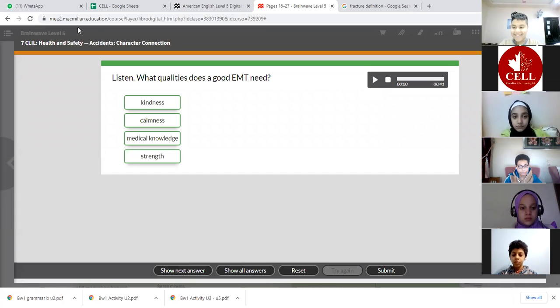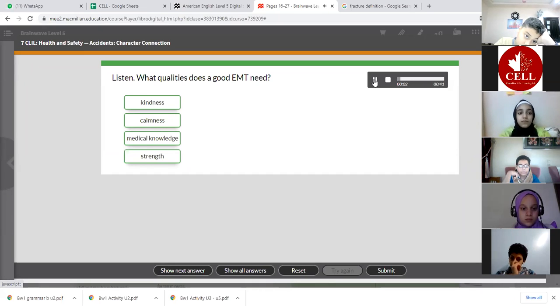Here now she is explaining, in order to be an EMT, what qualities do you need to have? To be a helper or a doctor or a technician working in an ambulance. What qualities do you need to have in order to help people in times of emergency? Did you understand it, Sarah? Okay, so what qualities does a good EMT need? They need kindness, or calmness, or medical knowledge, or strength, which is power.